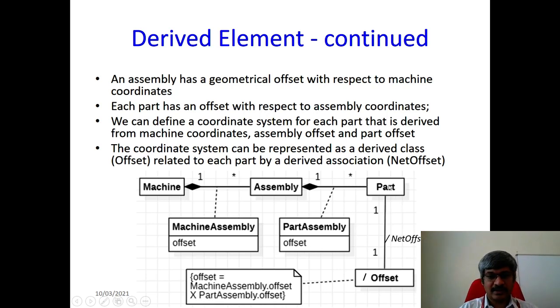Now think about the situation. At the part itself, we can define a coordinate system for each and every part, derived by using the machine coordinates, assembly offset and part offset. For each part, you can define how far it differs in terms of the complete machine. That you can represent as a derived offset, so the coordinate system can be represented as a derived class. In this case it is offset, which is why you can see the slash.